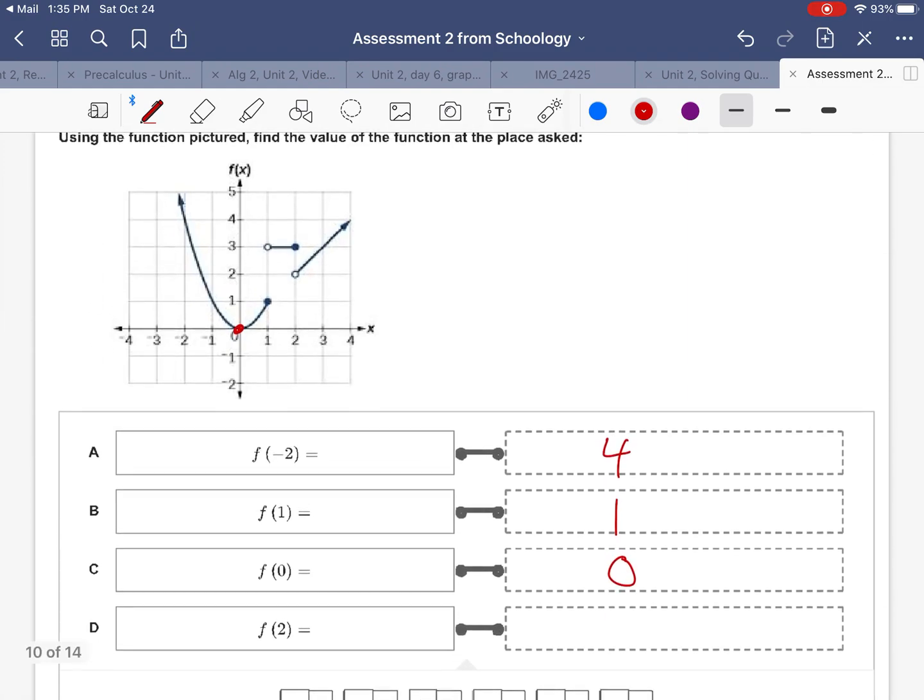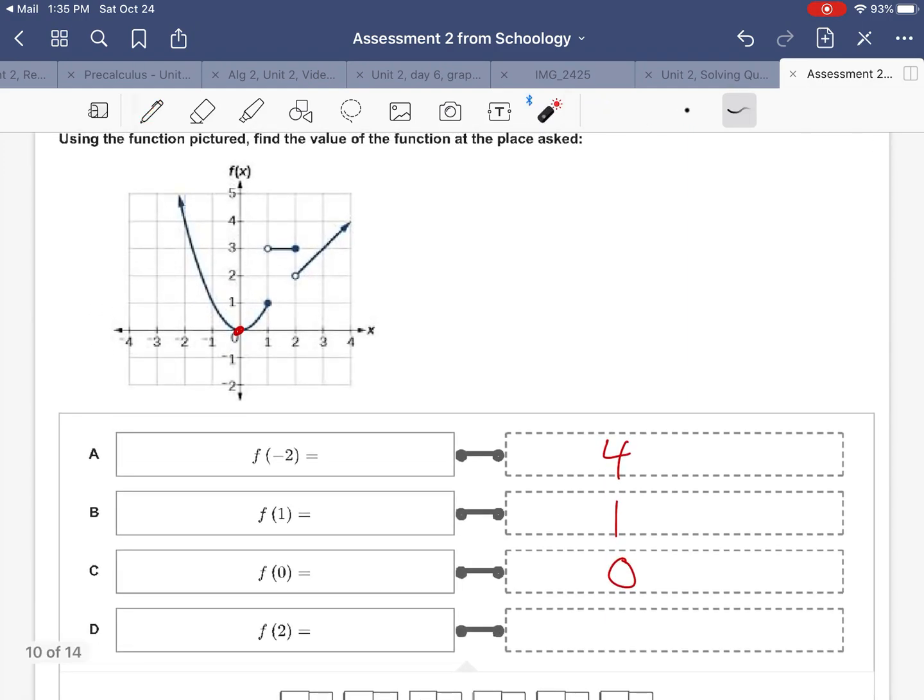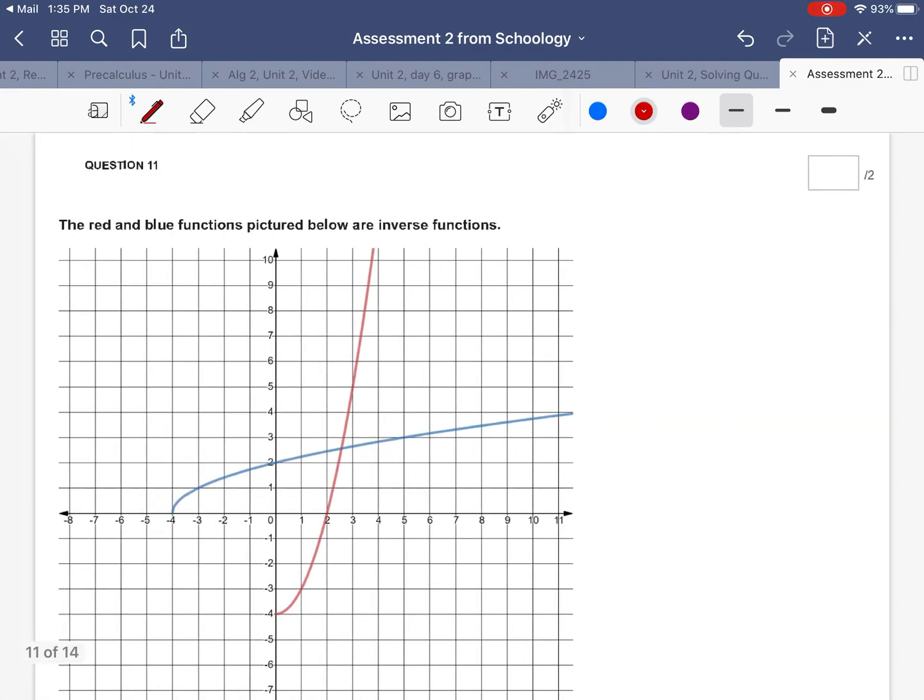So that's it. I think there's one more, F of 2. So when I'm at 2, now this is my choice, my hard choice. When I'm at 2, do I go here or here? Well, I don't go there because that's a ghost point. I go up here to 3. So it's not really supposed to be there on the open circle.